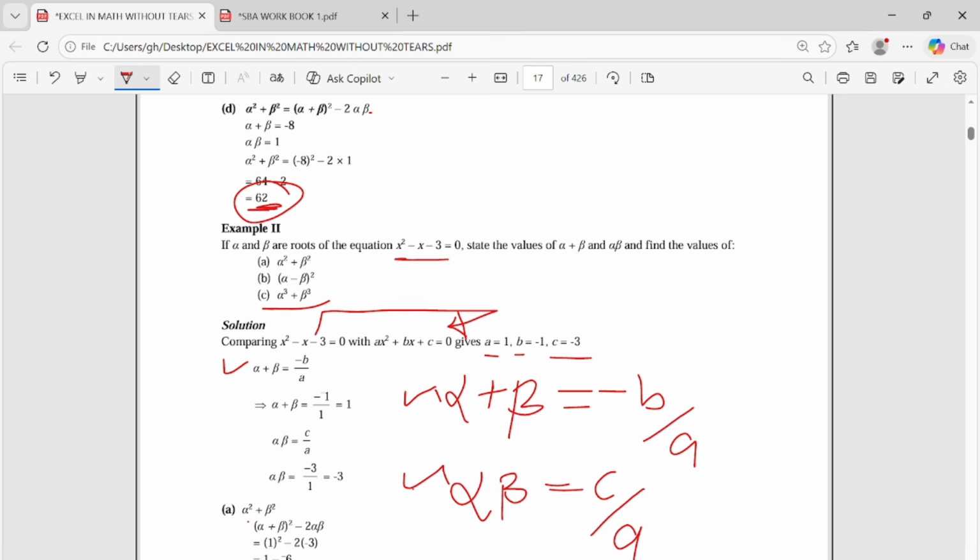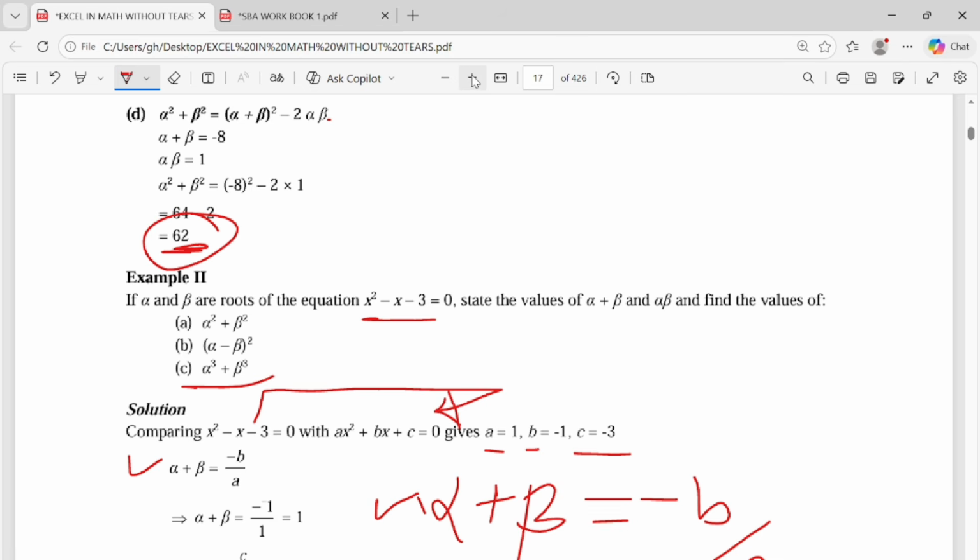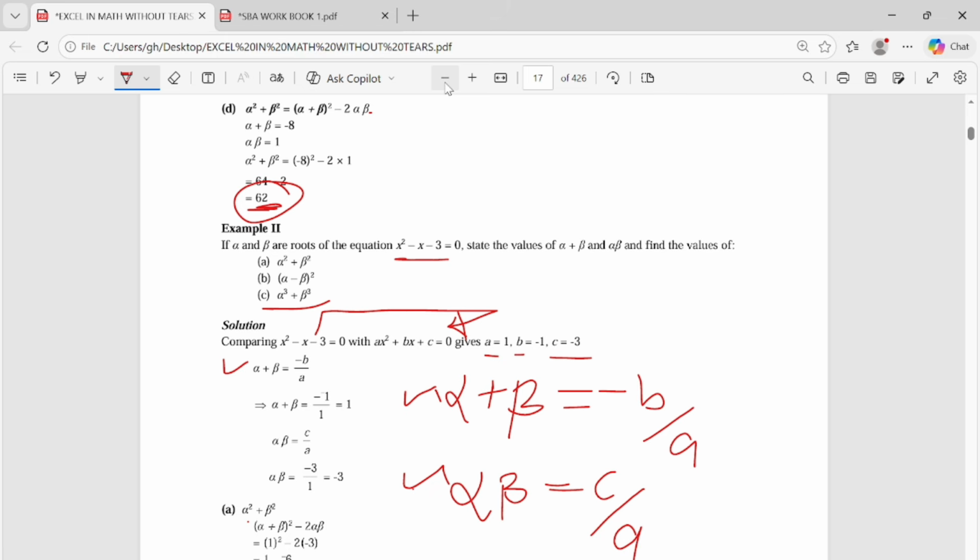Let me try to zoom. So you have part A, alpha squared plus beta squared, and you recall the expression that we had up there. It was alpha plus beta squared in brackets minus 2 alpha beta. So after getting that, you substitute in the values of alpha plus beta and alpha beta that you already have here. So you get your alpha squared plus beta squared as 7.